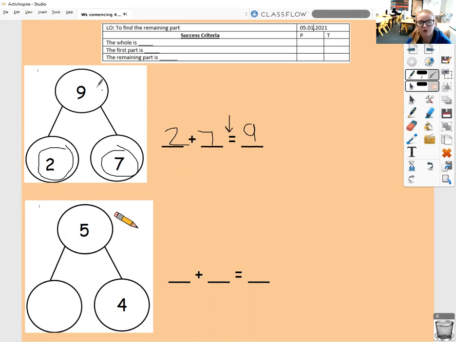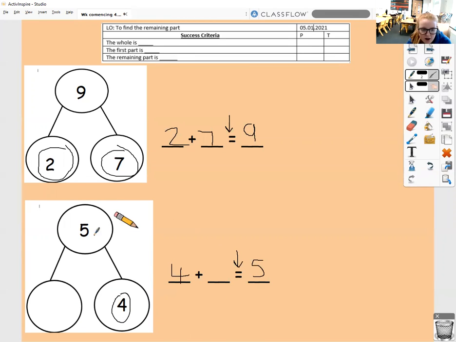So we can use the numbers instead of the counters to fill in our number sentence. This time, my whole is 5. Where does my whole go in my number sentence? So here's my equal symbol. 2 parts are here. So this is my whole. My whole is 5. My first part, I've got it written for me right there, is 4.